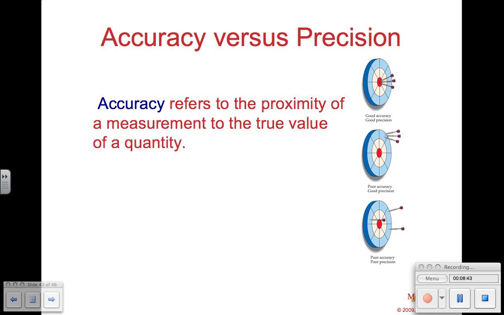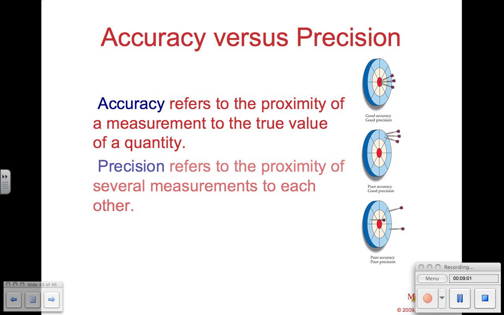All right, next, just real quick, we're going to talk about the difference between accuracy and precision. So accuracy is how close your value or your measurement was to the true value, what it actually should have been. And precision is how consistent you were in getting that measurement over time, the proximity of several measurements to each other.